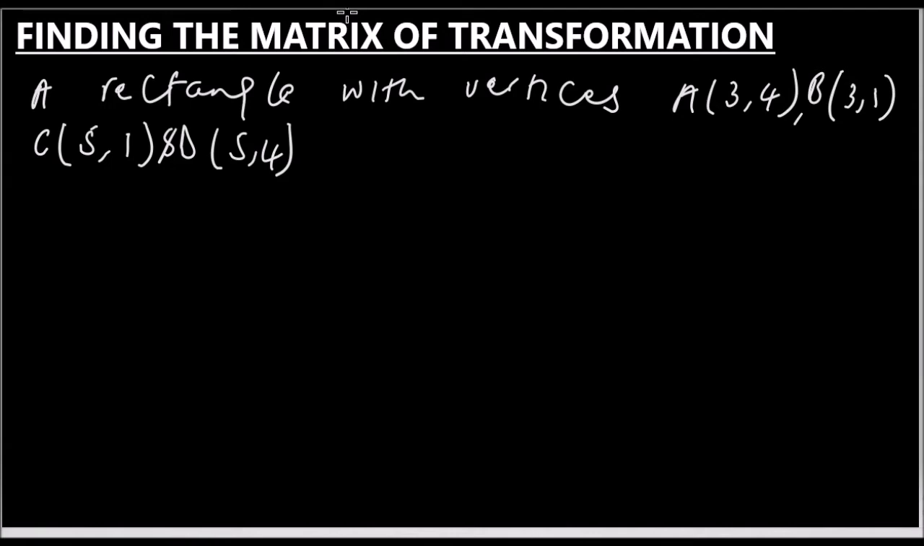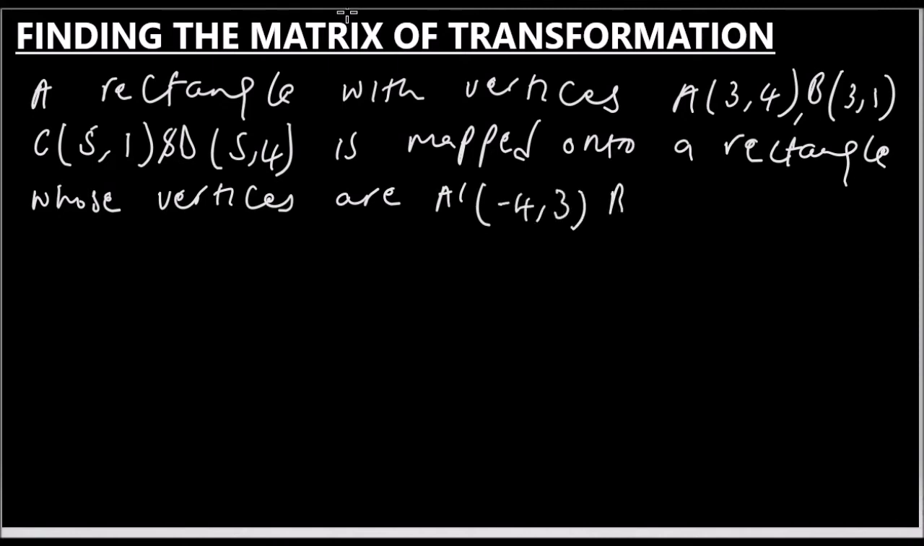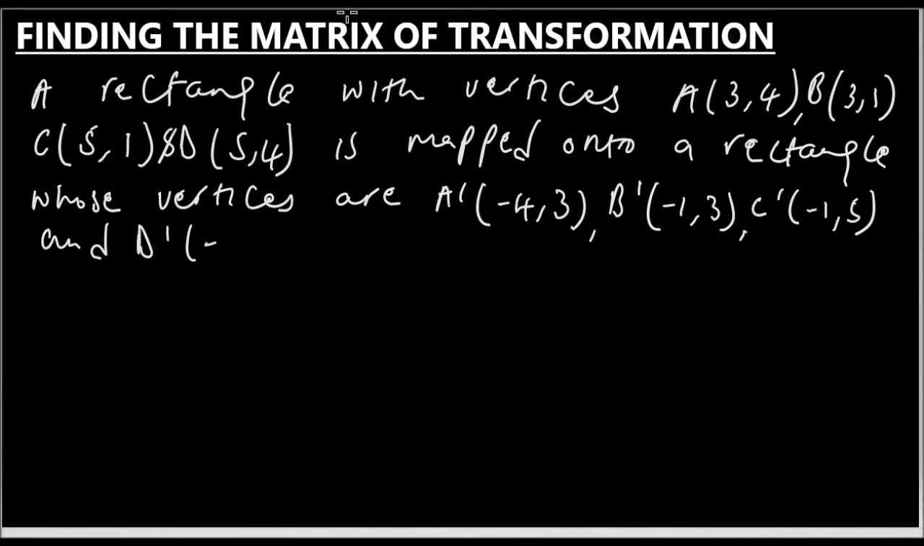is mapped onto a rectangle whose vertices are A prime (-4, 3), B prime (-1, 3), C prime (-1, 5), and D prime (-4, 5).